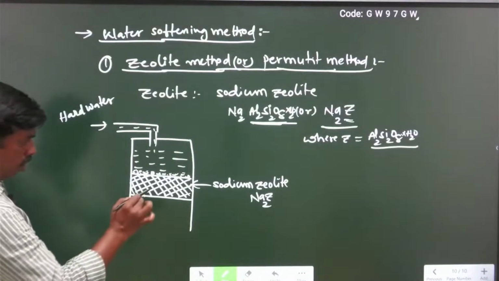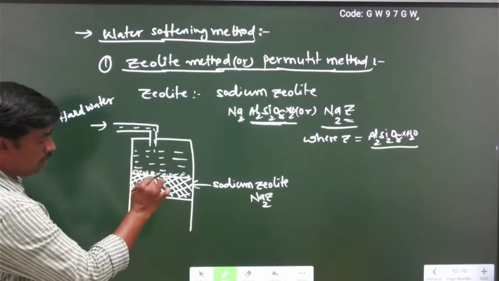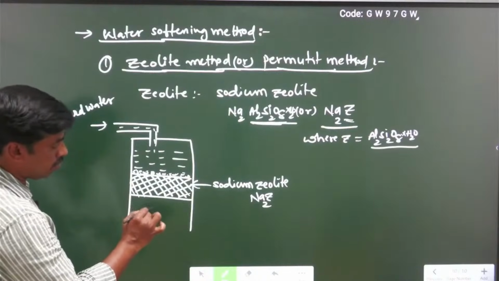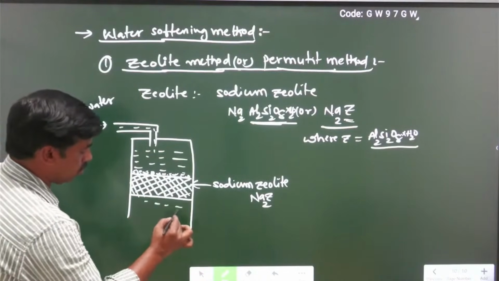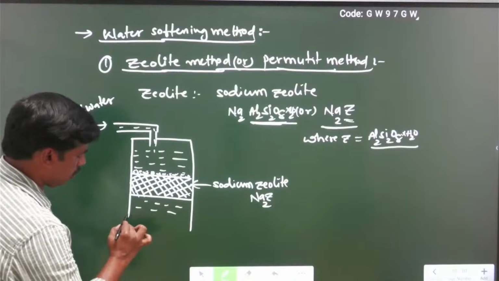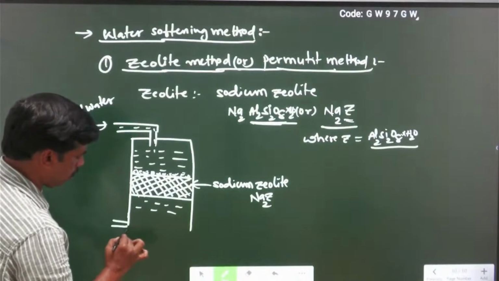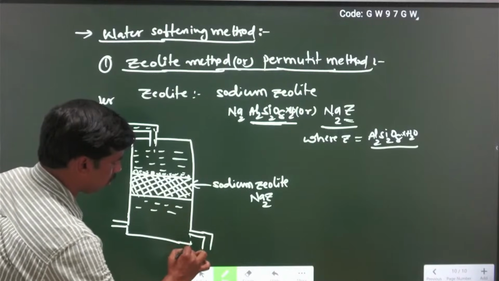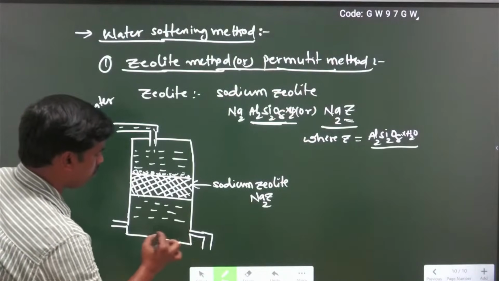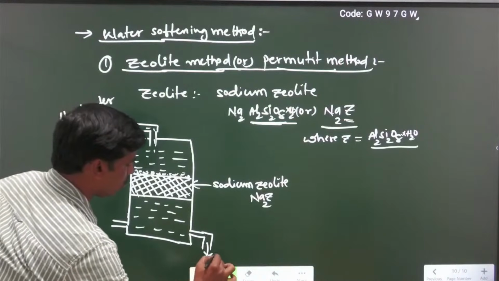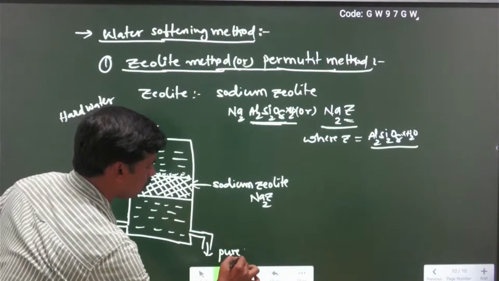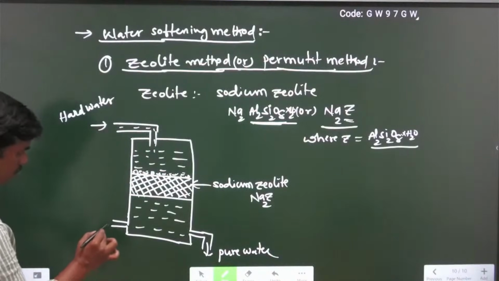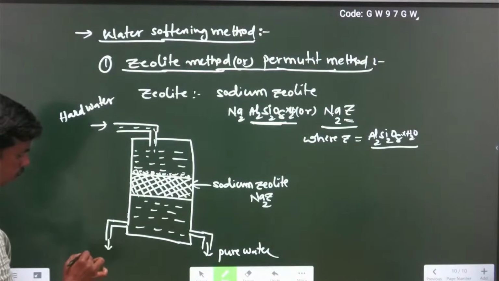After the impurities are stopped on the surface of the sodium zeolite bed, the remaining water molecules get down, and the pure, purified water is collected from this area. This area is treated as washings.